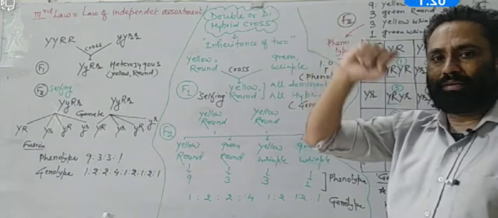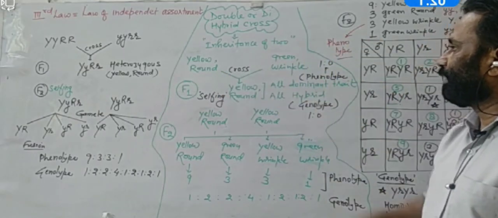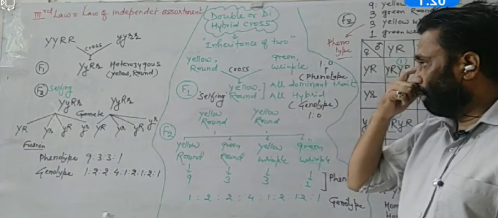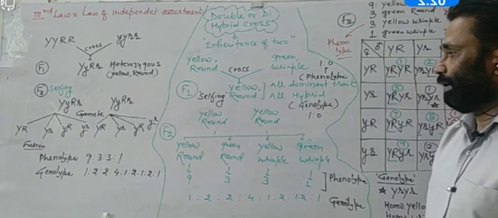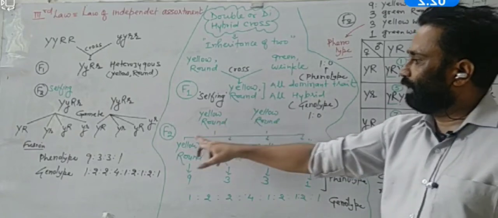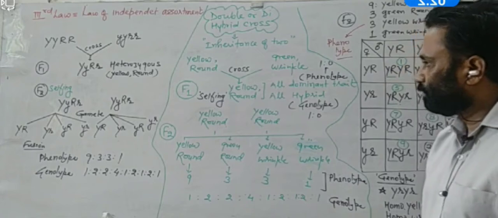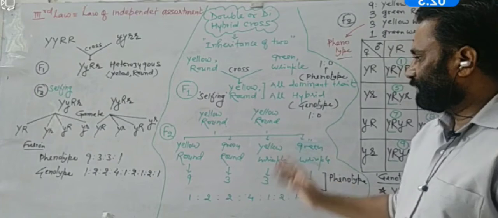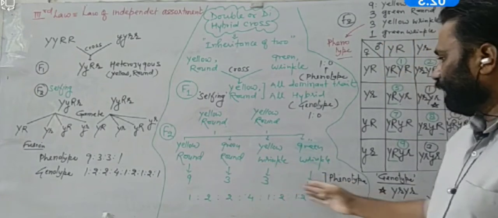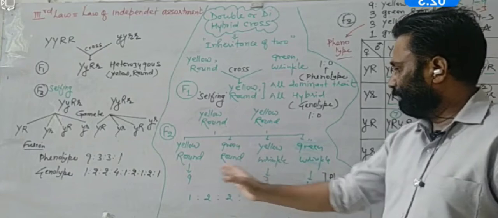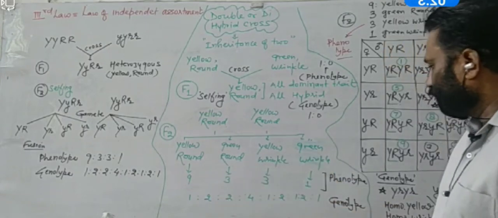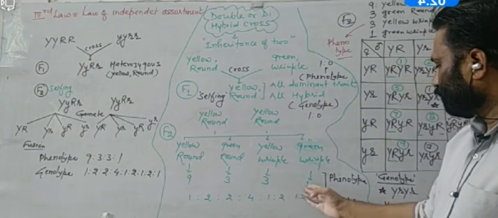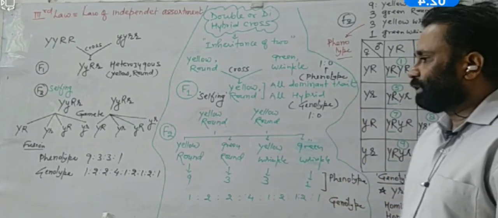Yellow round, the example we are taking here: yellow round and green wrinkled pea plants crossed, we gain the F1 generation with yellow round. All are dominant traits, but they are hybrid. If they are allowed to selfing, the F2 generation comes. Yellow round, both are selfing. We can see here the phenotype is coming in 9:3:3:1 ratio, and the genotype is 1:2:4:1:1:2:1:1. This is the result.